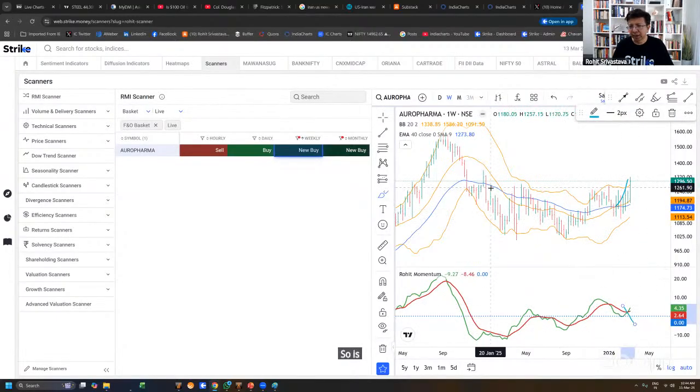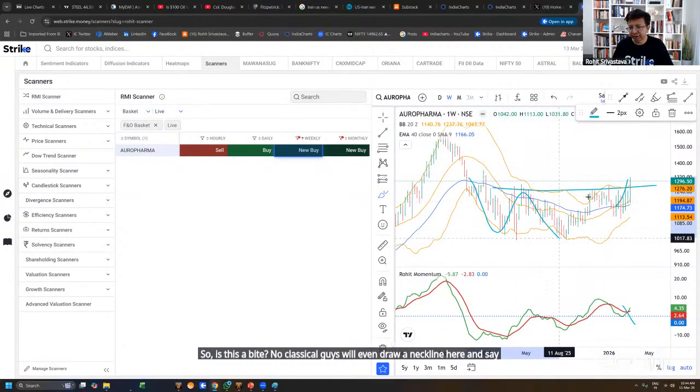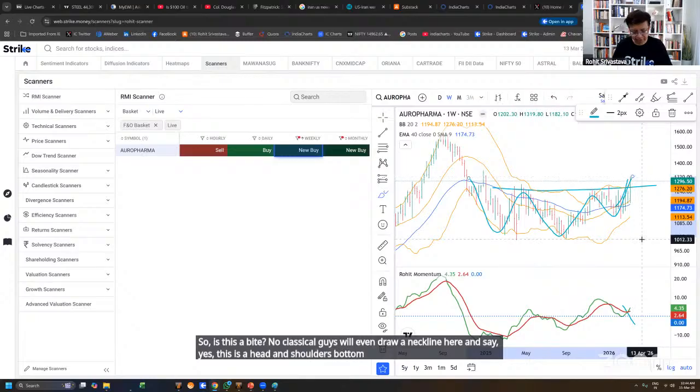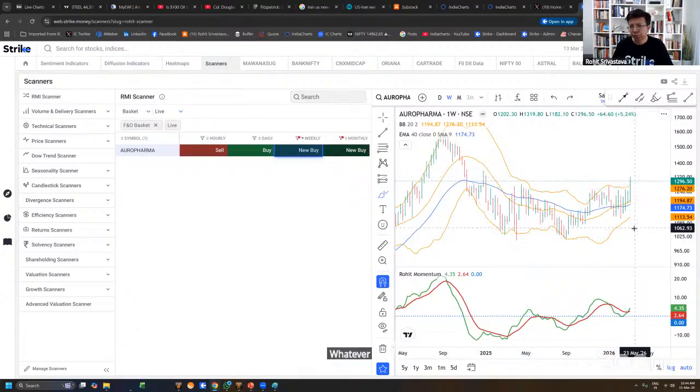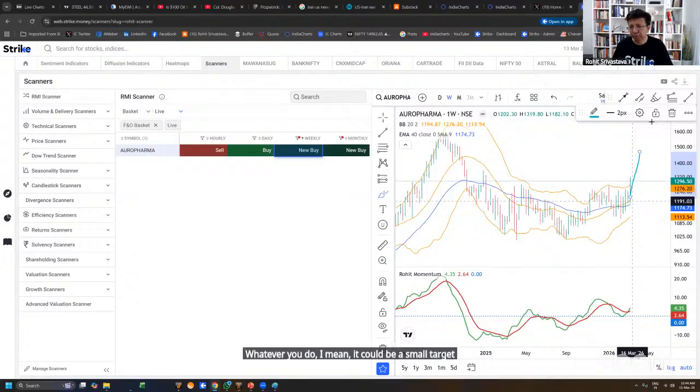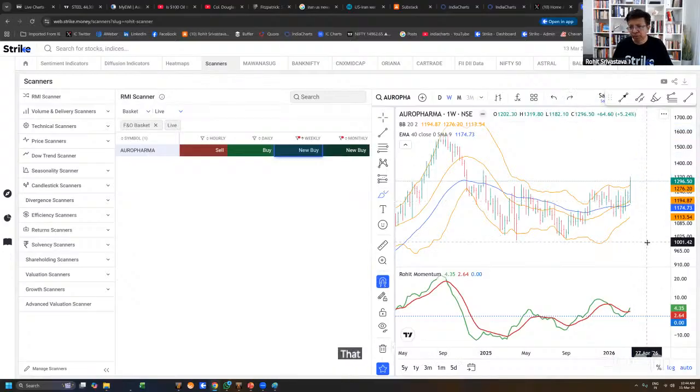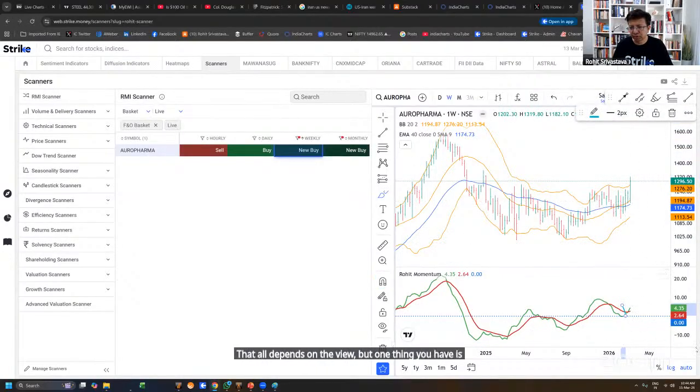So is this a buy? Now, classical guys will even draw a neckline here and say, yes, this is a head and shoulders bottom, etc. Whatever you do, it could be a small target, it could be a big target. That all depends on the view. But one thing you have is you found a stock that you can buy.